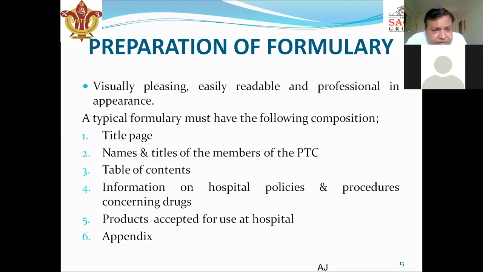Table of contents, information on the hospital policy and procedure concerning drug products accepted for use at the hospital, and appendix. These are the things that must be present in your hospital formulary. It is published once a year. We can modify it within a running year, and we can include the suggestions in next year's formulary.